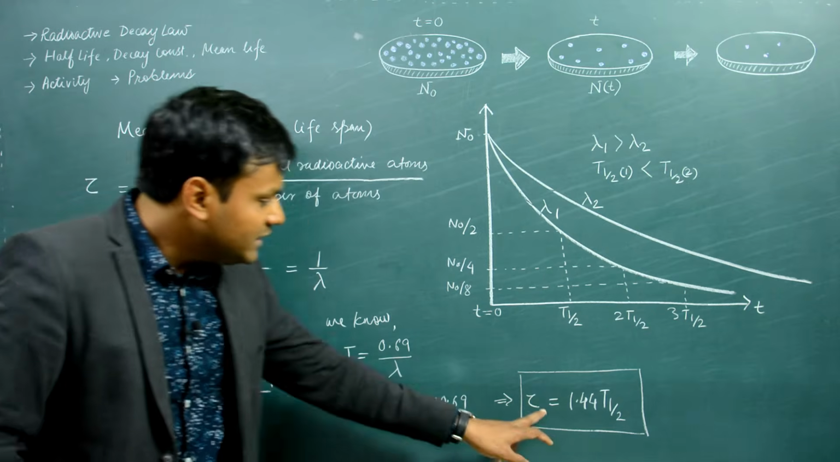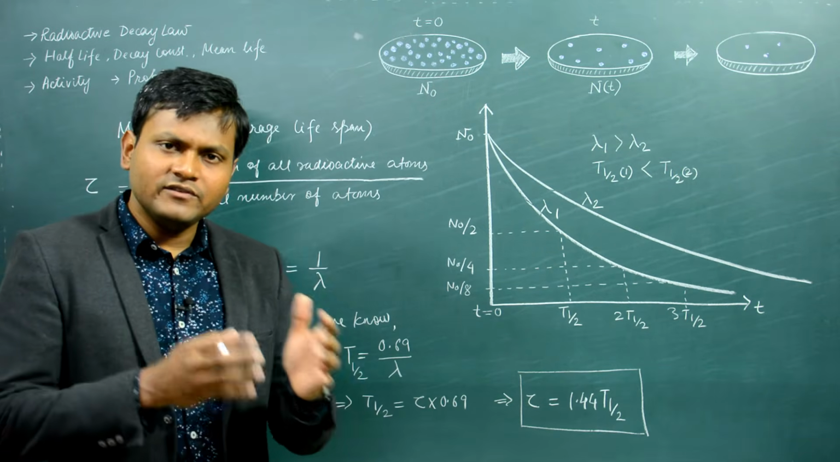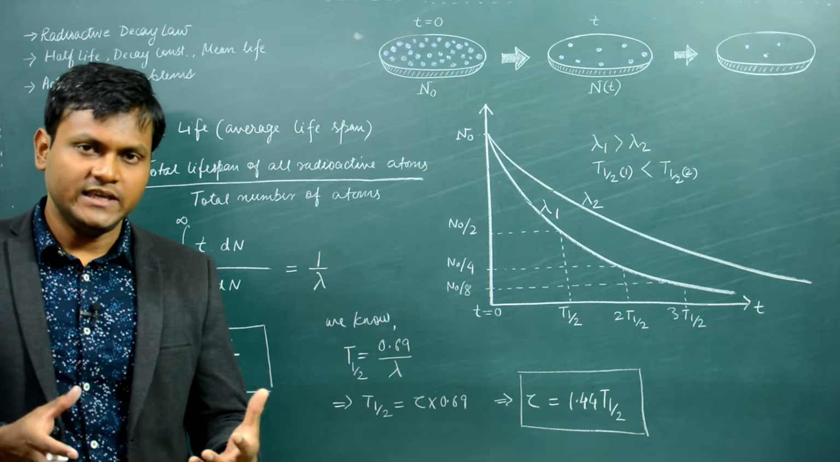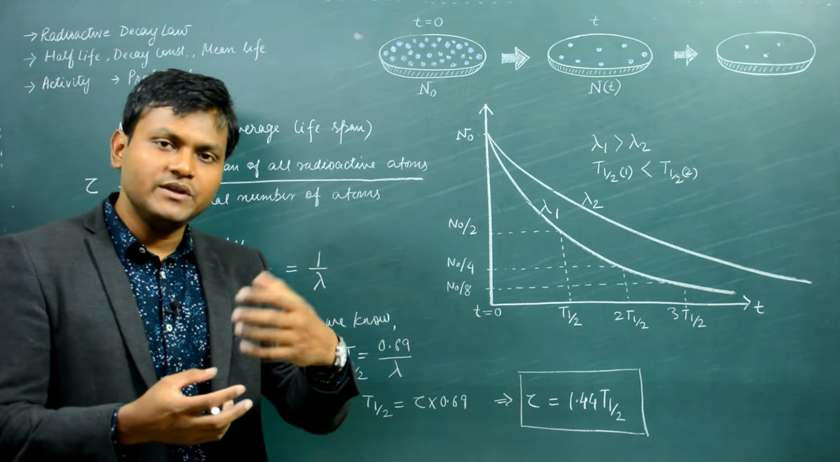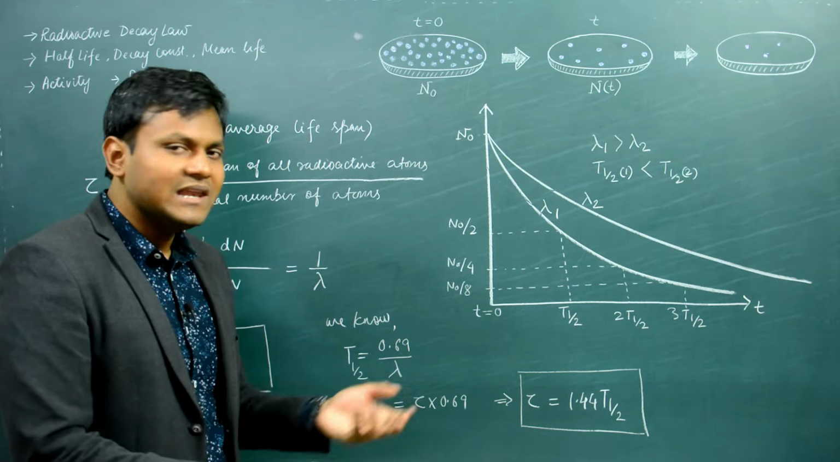That means the mean life is greater than the half-life of a given sample. Now what we have done till now is we have derived the radioactive decay law and also studied the parameters associated with it, namely the decay constant, the half-life and the mean life in this case.